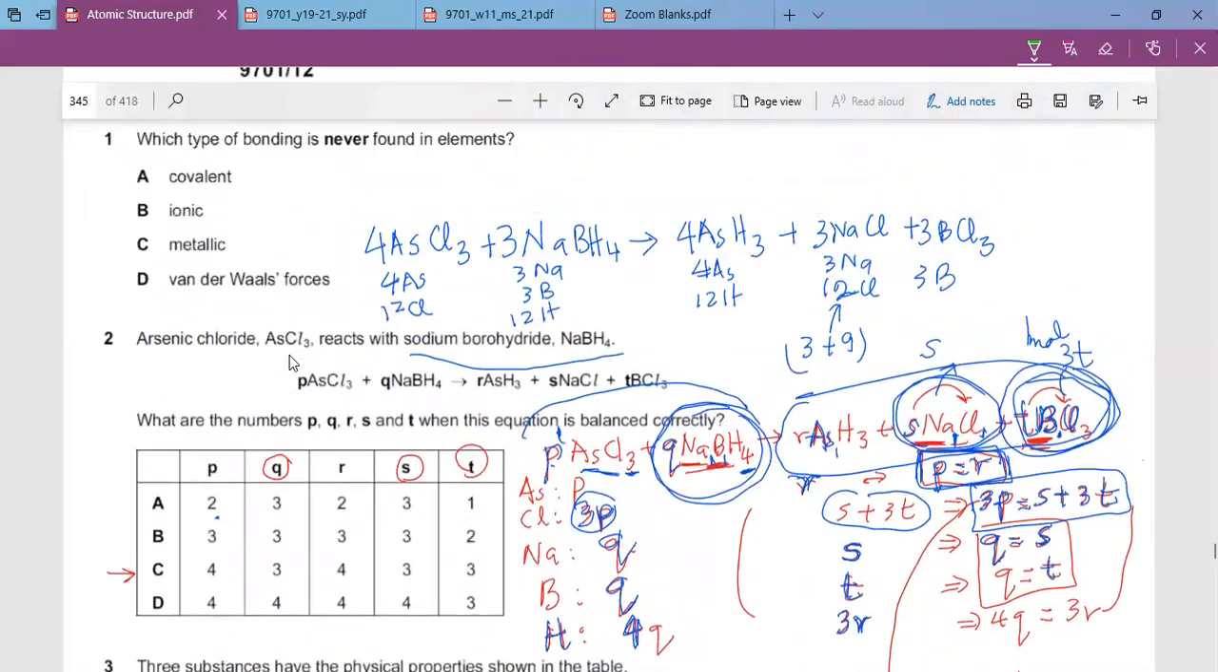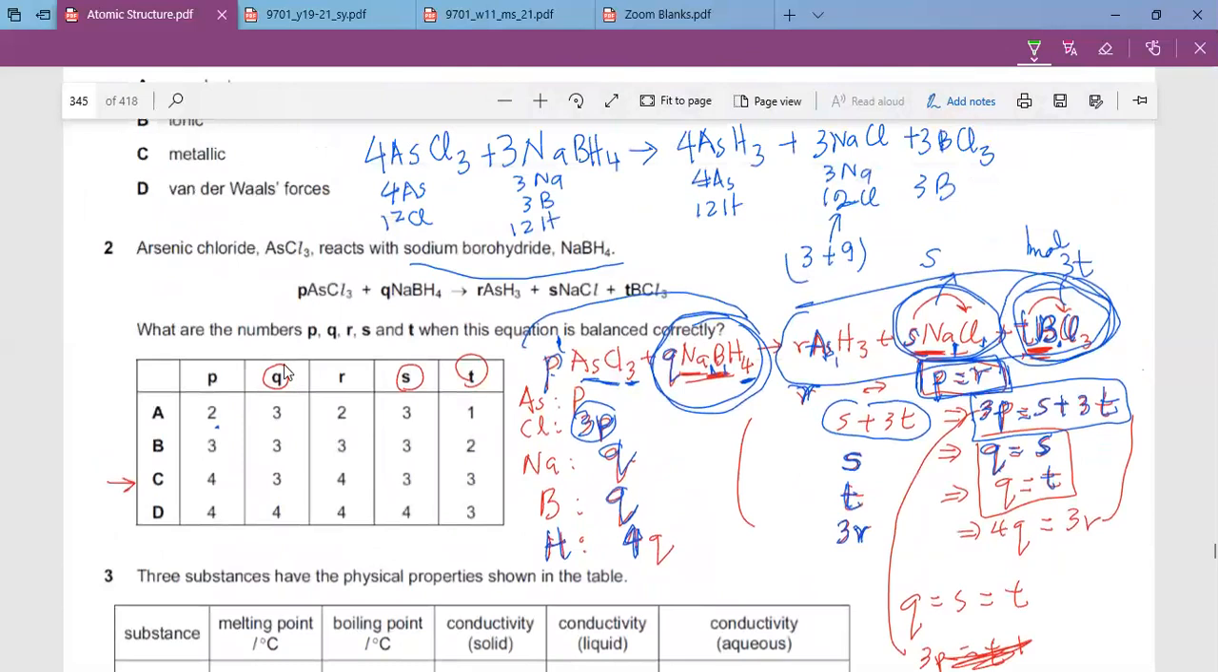Now here, I did scribble here already. Arsenic chloride AsCl3 reacts with sodium borohydride NaBH4. They give you this equation here. Now here they give you the values. They will use this to guide you. Same thing as how I start. I copy this one down here.